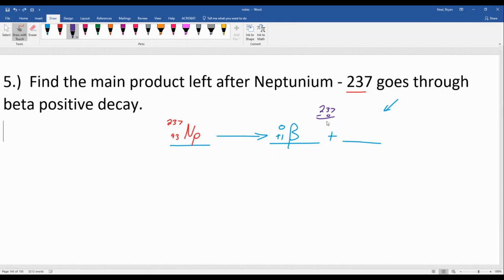Can't draw an arrow though, apparently. Not much better. So 237 nucleons on whatever my answer is. I don't know what that is yet. On the bottom, I had 93 protons in the original element, then I ejected 1, so -1 gives me 92. And then as of right now, we don't know what that's going to make, so we'd have to go and check our periodic table or our actinide series sheet. And then if you do, you find out that's uranium.